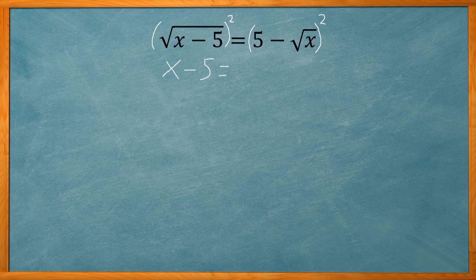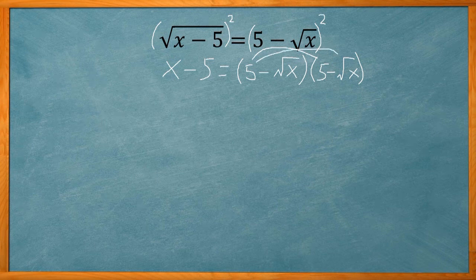Now the other side is a little bit more complex. It's not all underneath the radical, so I'm going to multiply these two together. So when I square it, I'm multiplying by the same thing, 5 minus the square root of x. Okay, so to multiply this out, we can use FOIL. FOIL is where I'm going to multiply the 5 times 5, then the 5 times the negative square root of x, and negative square root of x times 5, and then negative square root of x times negative square root of x.